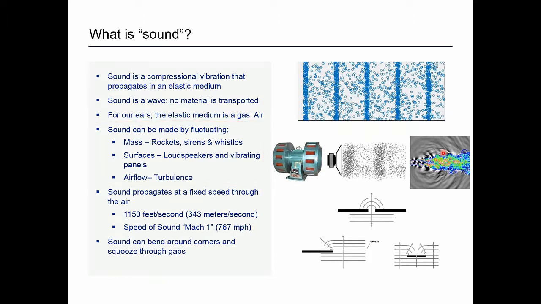Now, sound propagates at a fixed speed through the air. For those who like imperial units, it's 1,150 feet per second or 343 meters per second. That's roughly constant. And that's what people are referring to when they say the speed of sound, or Mach 1. It's about 767 miles per hour.